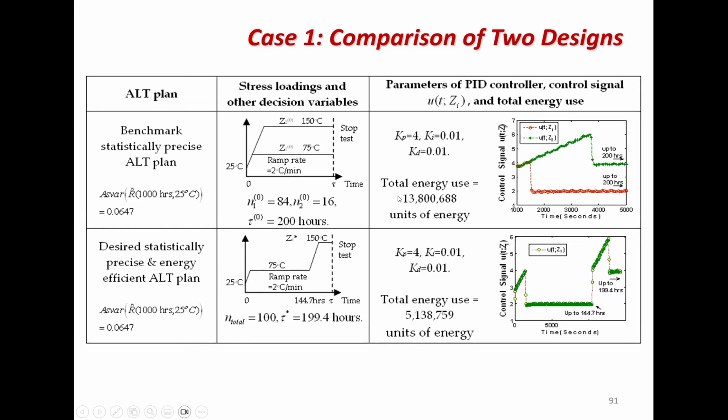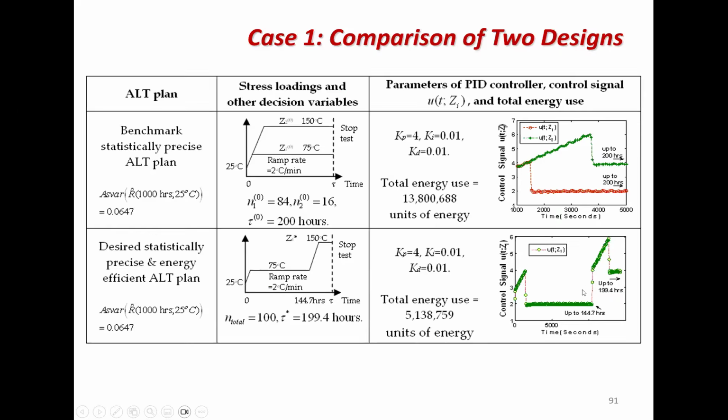So we compare the energy consumption for the benchmark testing plan. It will consume this amount of energy, so it's 30 million-some units of energy. But the alternative is only 5 million. So it's a big saving, actually more than 50%.